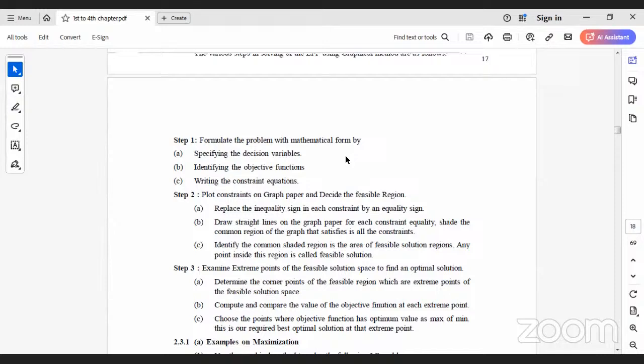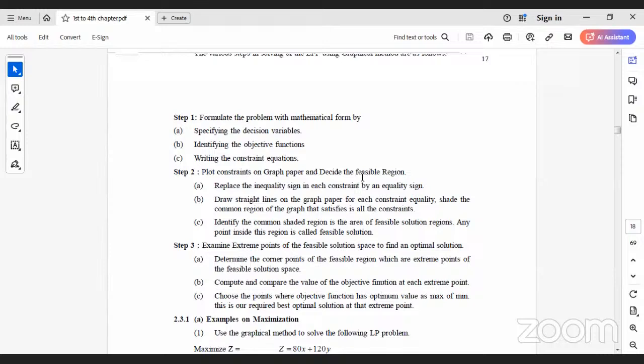Replace each inequality sign in the constraints by an equality sign. Draw straight lines on the graph paper for each constraint equality. Shade the common region of the graph that satisfies all the constraints. Identify the common shaded region, the area of eligible solution regions. Any point inside the region is called a feasible solution.